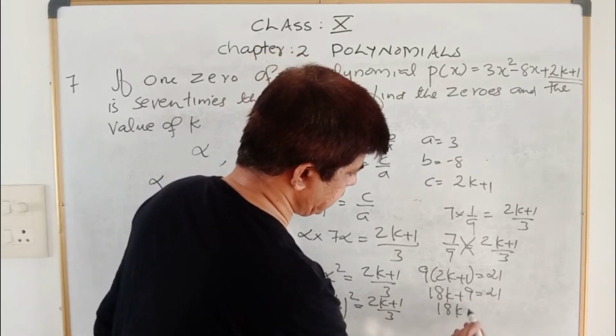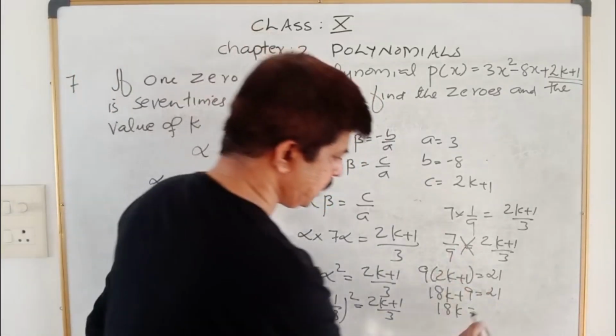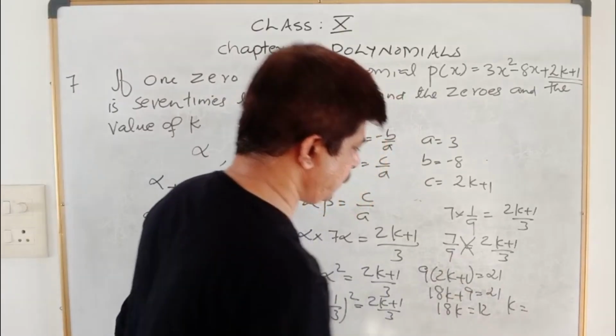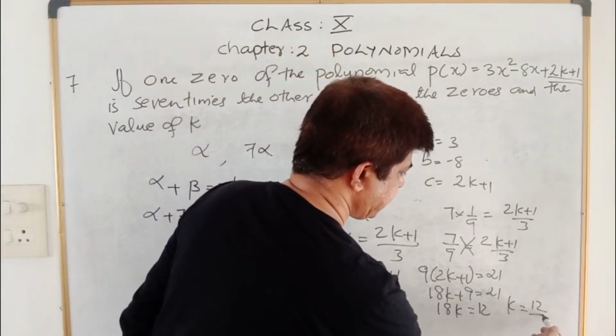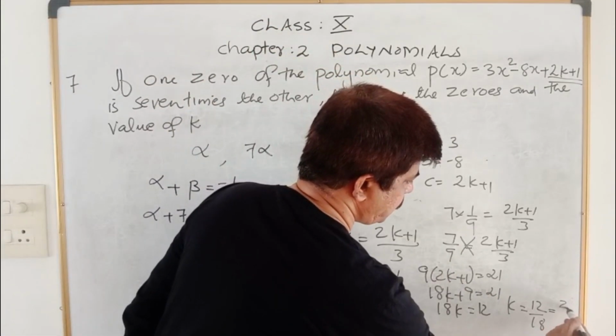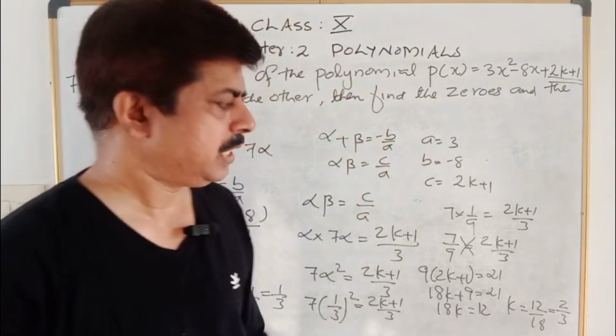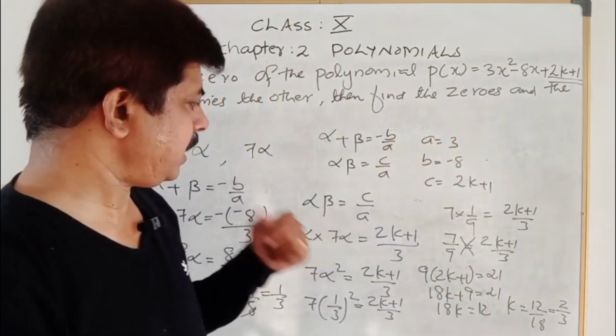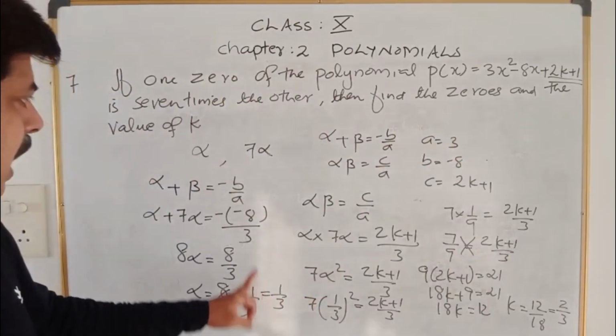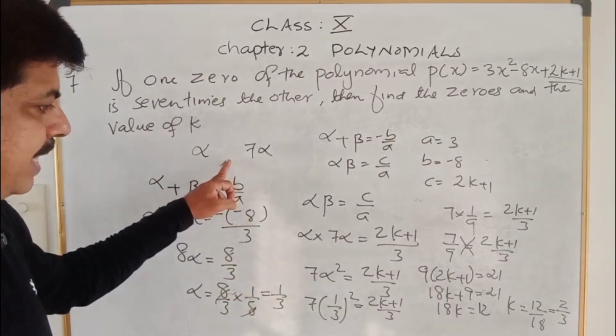So 18k is equal to 21 minus 9, which is 12. So k is equal to 12 by 18. It can be cancelled by 6, which means 2 by 3. What is the answer? 2 by 3 is the value of k. Now let us find out the two zeros. What are the two zeros?